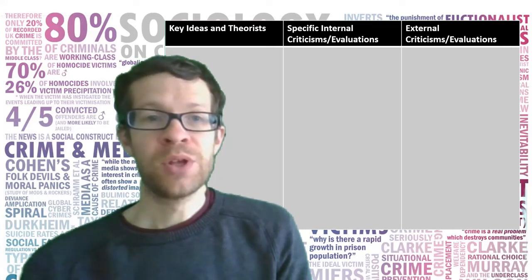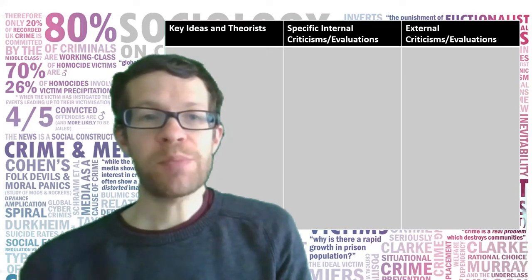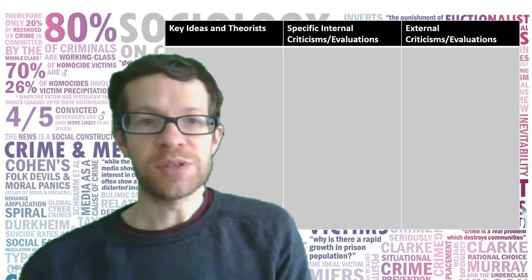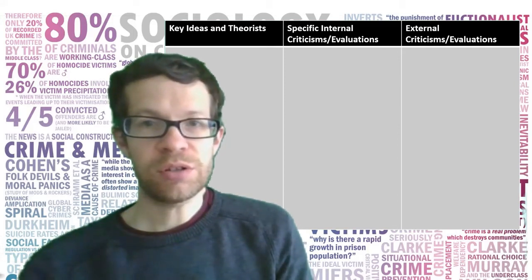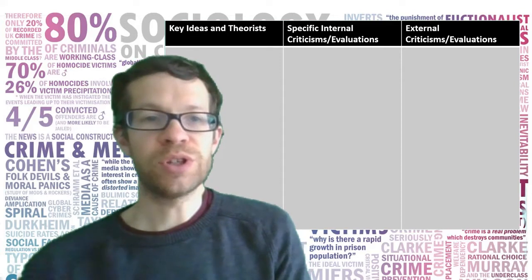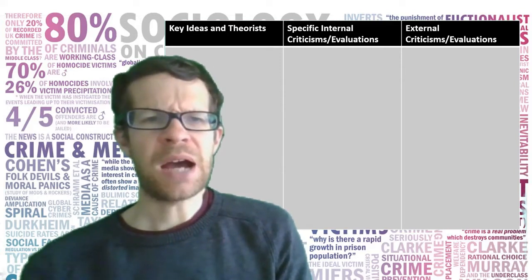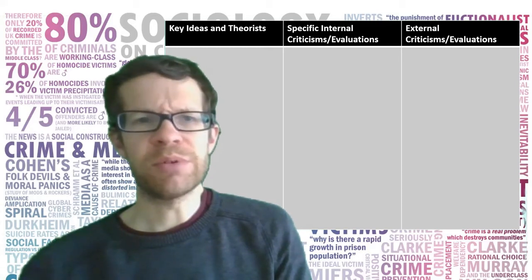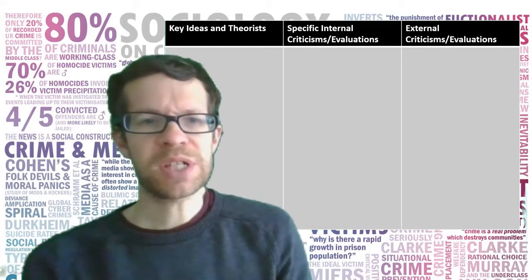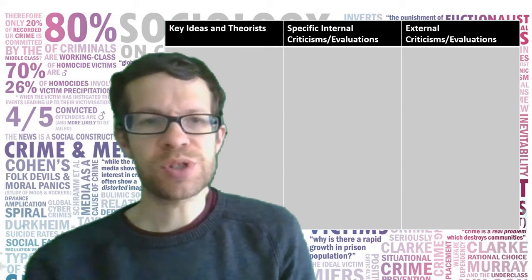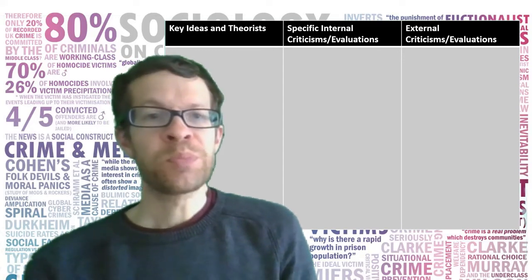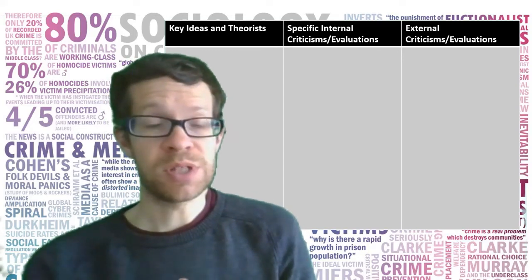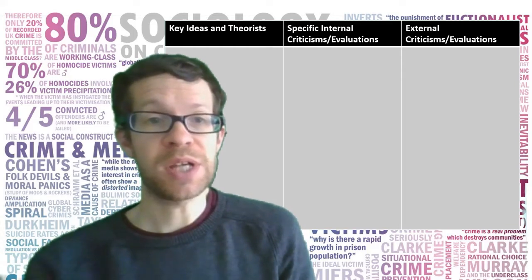So the third step of the revision process, so you've started to learn your flashcards, you've done your revision notes for each theory, is to then sit down and think, right, how would I really evaluate this theory? What's useful about it? What are its key ideas? What key sociologists do I remember from my flashcards? What specific criticisms, and that's the internal criticisms, that's the second column.